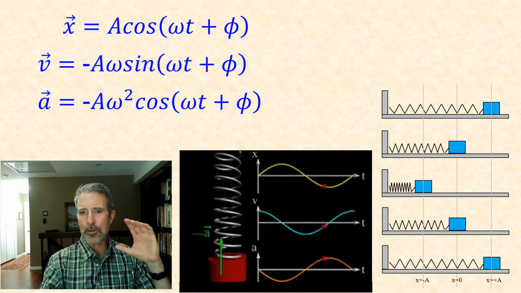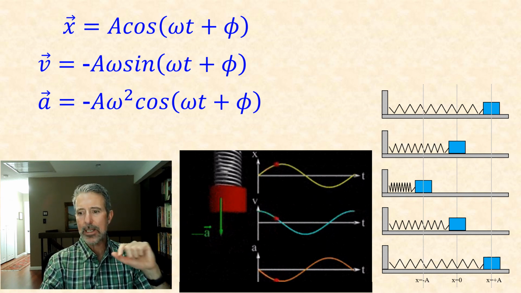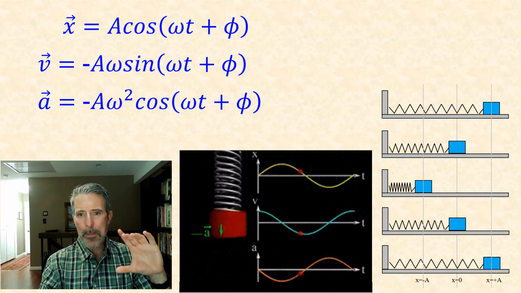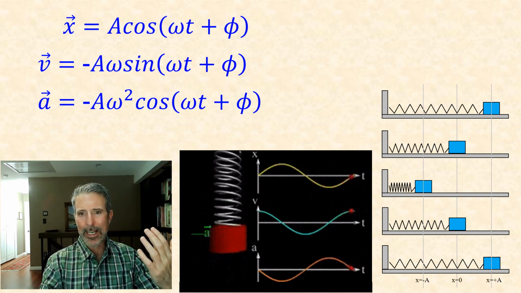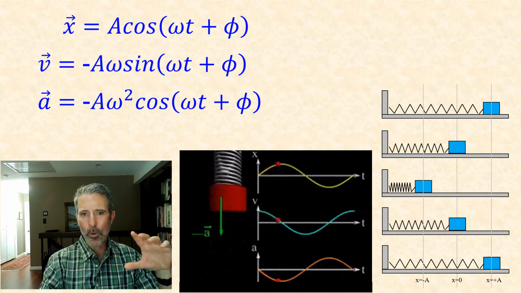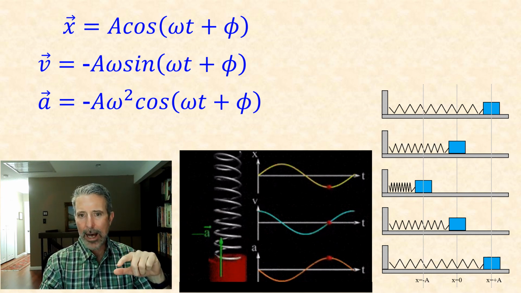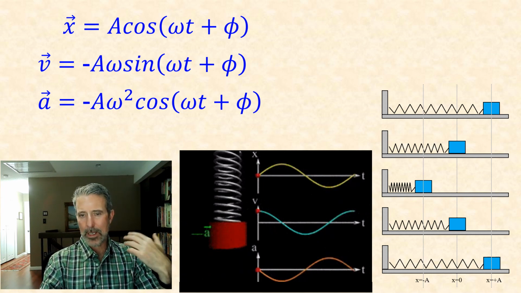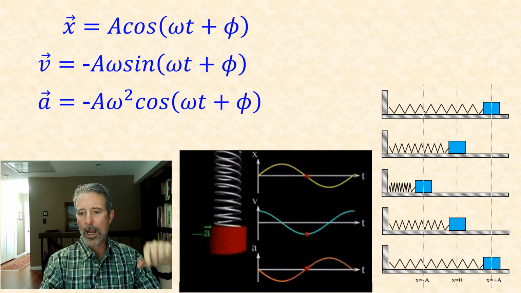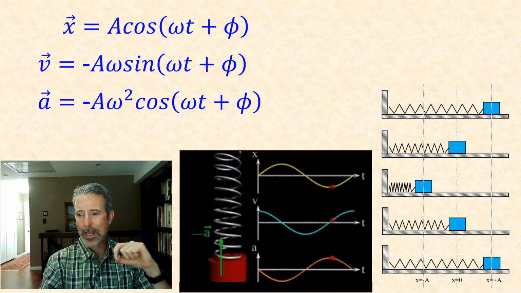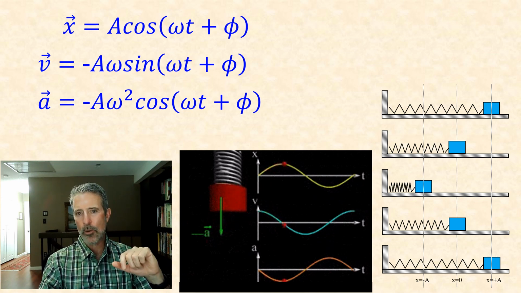Notice too that the frequency and period of all three of these functions is the same. In other words, it would take the same amount of time to complete one cycle, regardless of whether we're talking about position, velocity, or acceleration. You can certainly see this by tracing the red dot, and notice that as the red dot moves from left to right and completes one cycle, it does so taking the same amount of time for each of the three graphs.